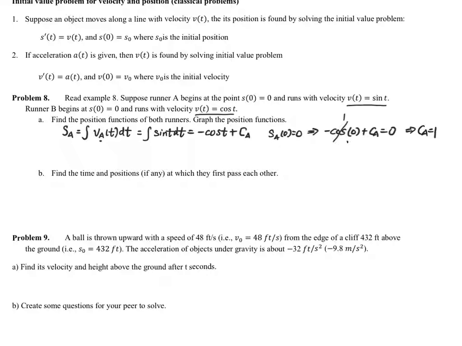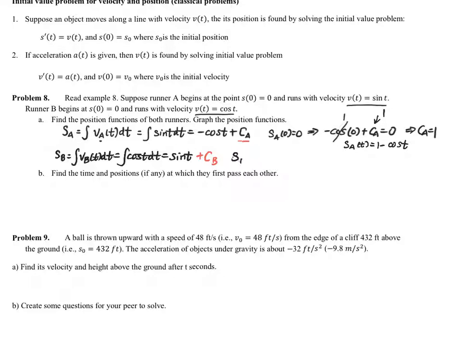Now, from here we do know the position of runner A. It should be equal to 1 minus cosine t, because c sub a is just 1. For runner B, we do the same. So find the antiderivative of the velocity, which is the antiderivative of cosine t. It gives us sine t. Now, again, don't forget that you always have to add the constant. So let's call that c sub b.